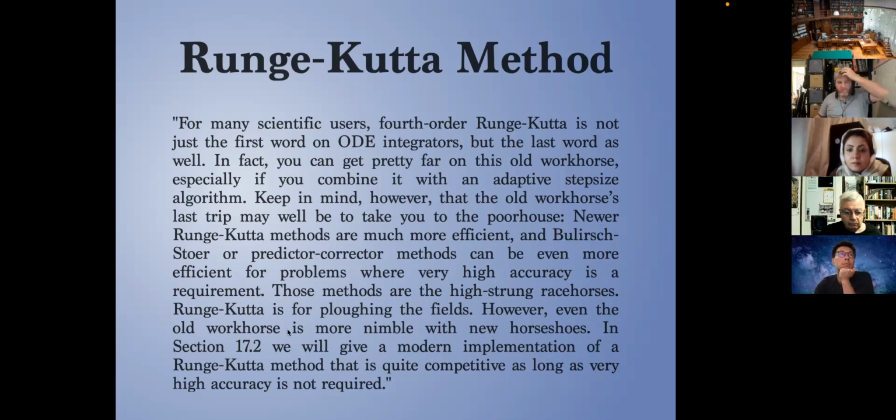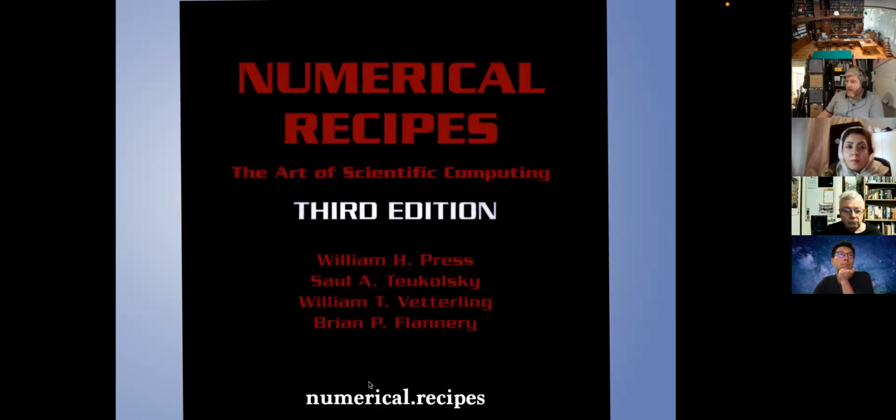In the next section, we provide a modern implementation of Runge-Kutta, which is quite competitive as long as very high accuracy is not required. So that's the sort of homespun wisdom you'll get. It's not just here's a method, but here's its ups and downs and when it's useful or not. So that is Numerical Recipes, which is widely used, highly respected. It's not perfect. No set of methods can be. It's now 15 years old, but it's still very good for learning the sort of basic methods that you see around the place. All right.